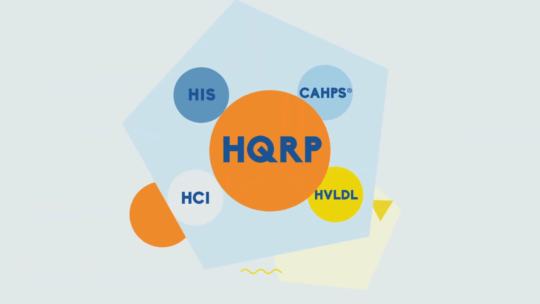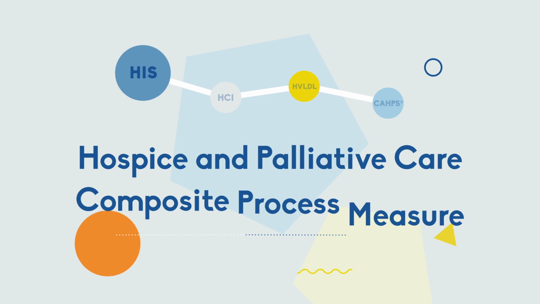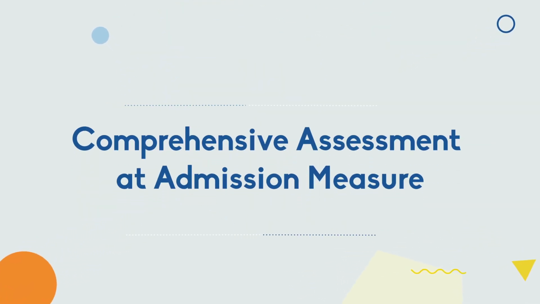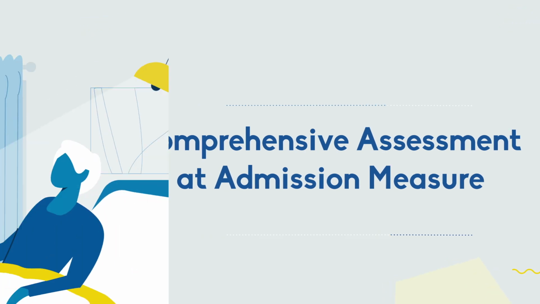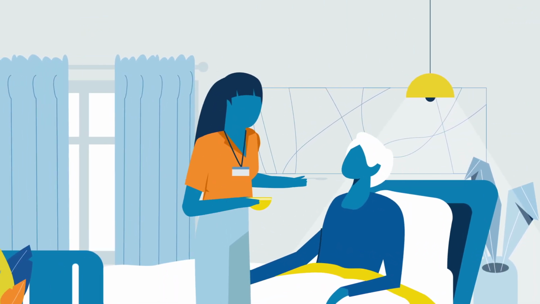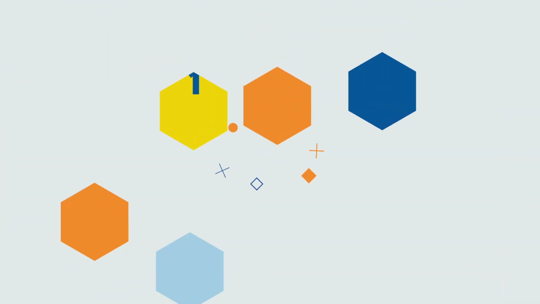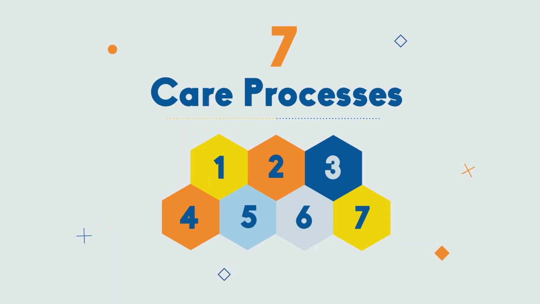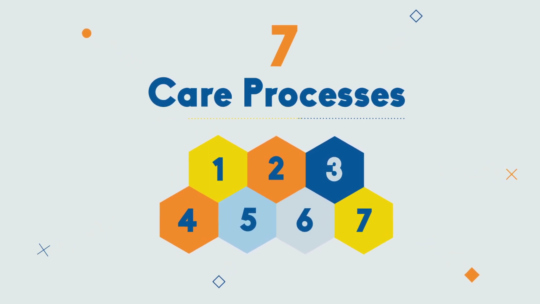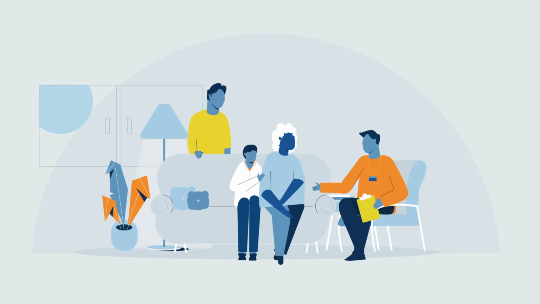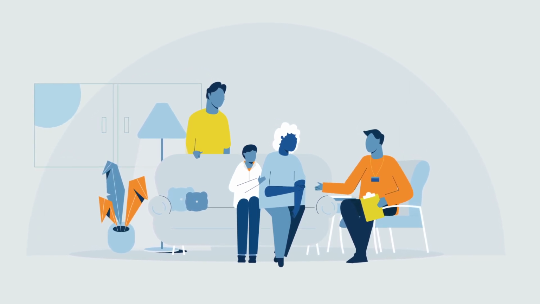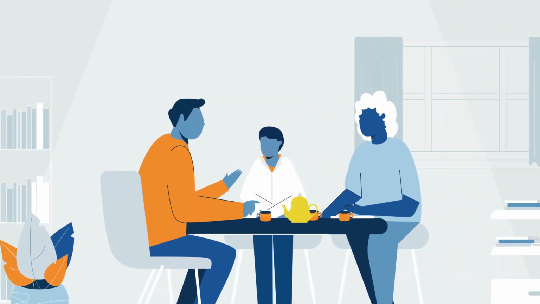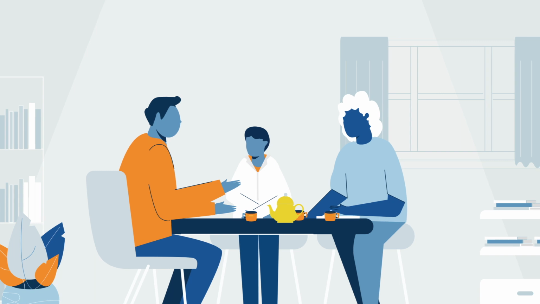The first measure in the HQRP is the HIS-based Hospice and Palliative Care Composite Process Measure, also known as the Comprehensive Assessment at Admission, which reflects the quality of care upon admission to a hospice. This quality measure is collected via the HIS and is based on 7 care processes hospices should assess for all patients during admission. This assessment identifies care needs, including pain, symptom management, and treatment preferences. This measure is interdisciplinary, holistic, and aligns with consumer expectations for hospice.